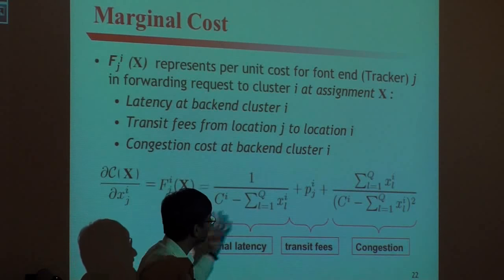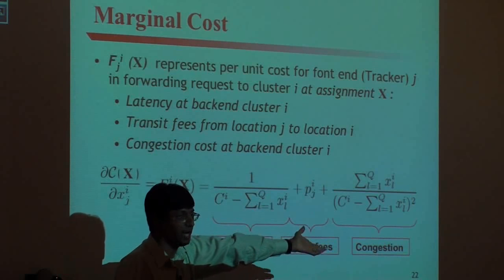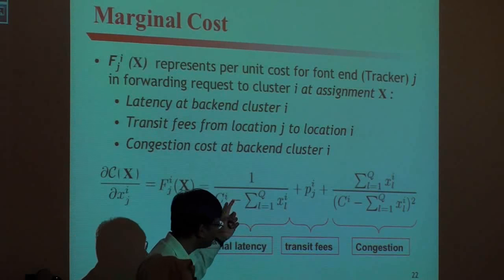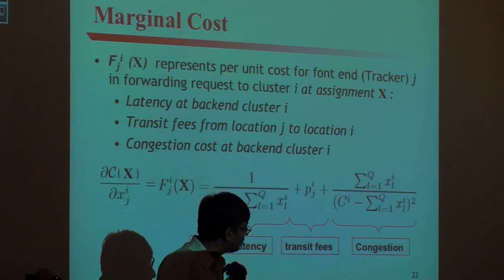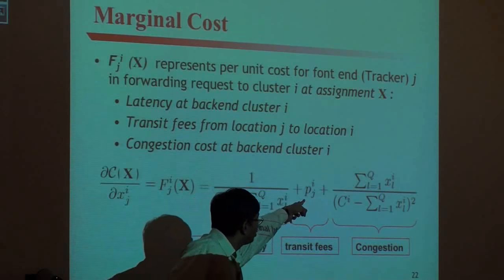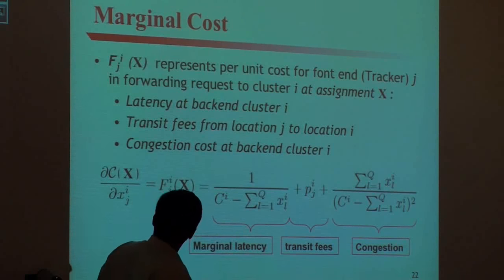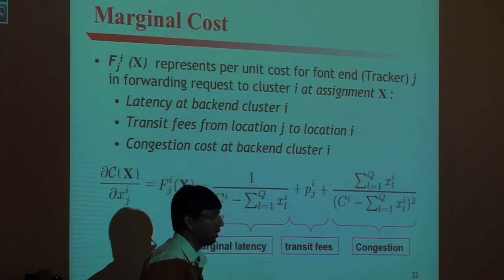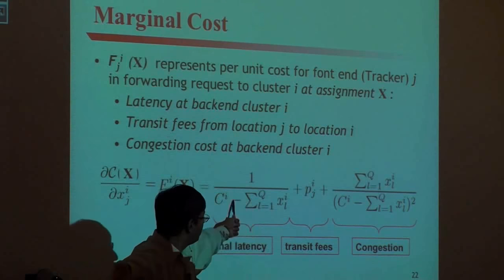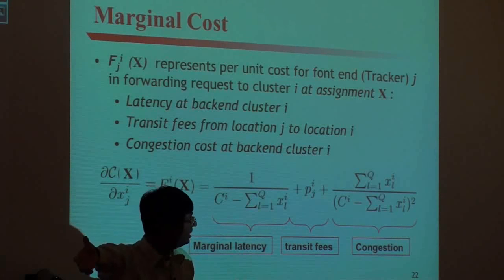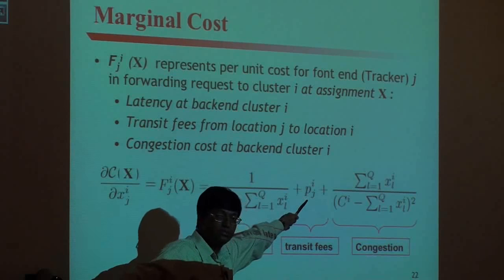And this marginal cost has three terms. One is the marginal latency. I send people there, they become unhappy. So how unhappy do they become? I have a per user unhappiness. The next thing is the transit fee. I send one guy from one place to the other, it costs you p_ji, because it costs you per user that much. So in other words, these two are very intuitive. I send one person from A to B, he gets unhappy based on the amount of latency he experiences at B. If I send one guy from A to B, the amount it costs in terms of transit fee is p_ji.